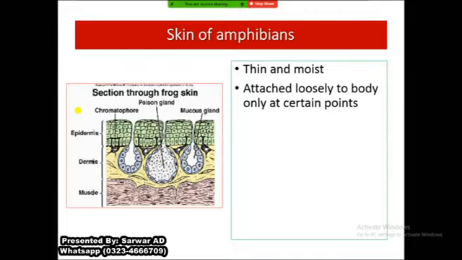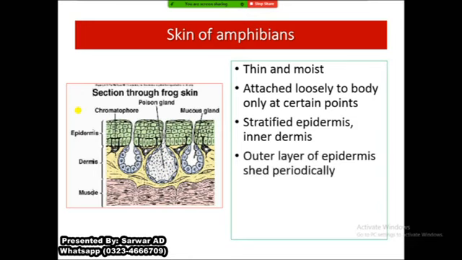Thin and moist skin is present in the amphibian, and skin is generally kept moist. It is very thin and loosely attached to the body at certain points. They also have a stratified epidermis over the inner dermis, and the outer layer of the epidermis is shed periodically, because the epidermis is exchanged for various types of conditions or various metabolic or other biochemical processes.